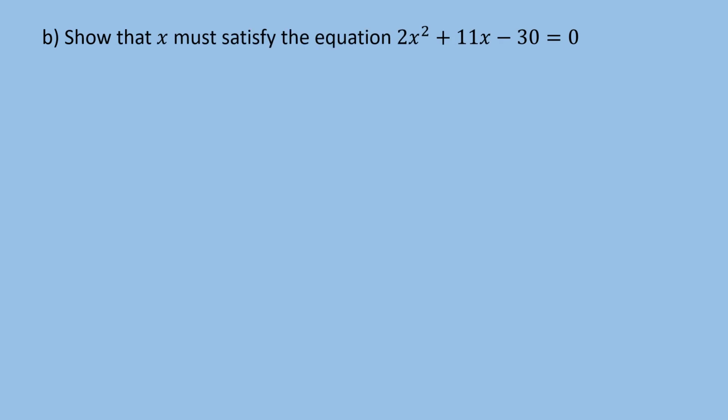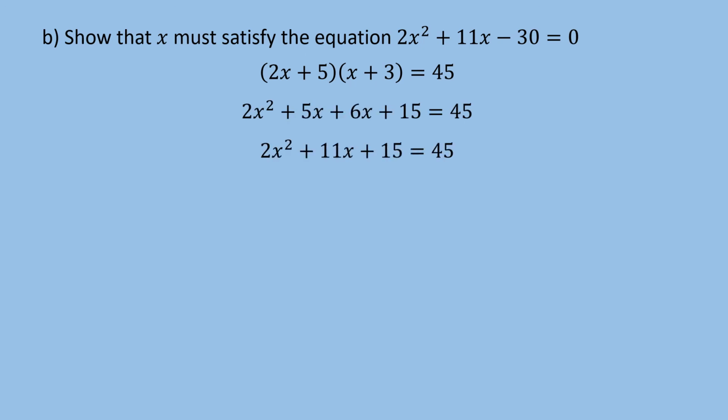Part B. Show that x must satisfy the equation 2x squared plus 11x minus 30 equals 0. We can build up an equation by using the length, the breadth and the area. It is (2x plus 5)(x plus 3) equals 45. When we simplify that, you will get the answer 2x squared plus 11x minus 30 equals 0.